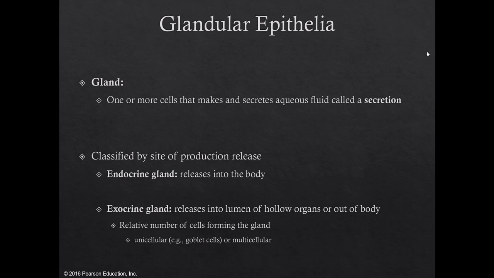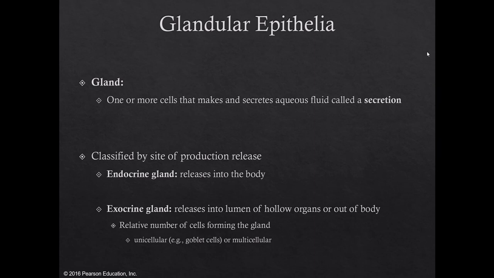The other type of epithelial tissue that we have is glandular epithelium. So a gland is sometimes unicellular, but typically one or more cells that come together and make some sort of aqueous fluid that we call a secretion. Sweat is a secretion. Saliva is a secretion. So salivary glands, sweat glands, things like that.